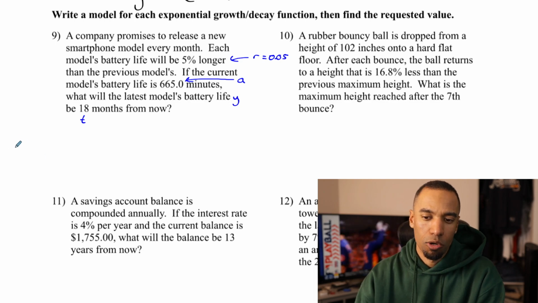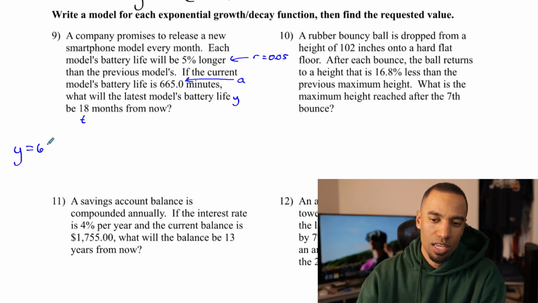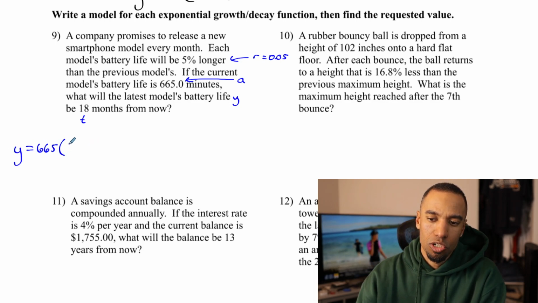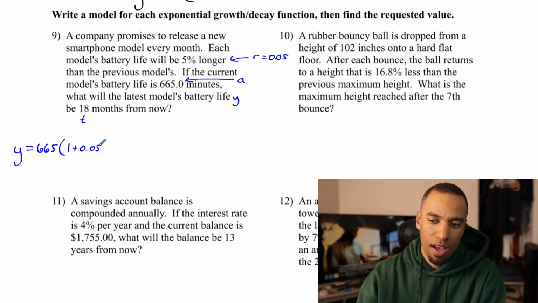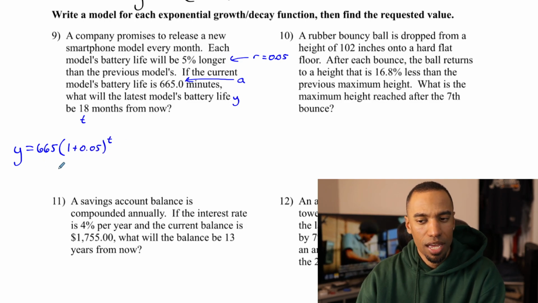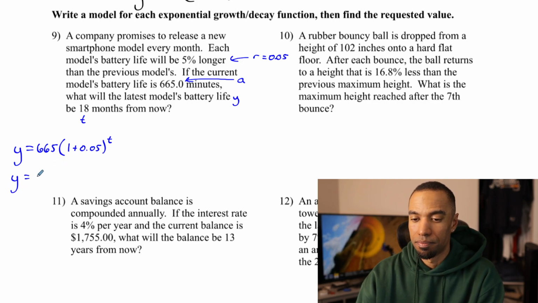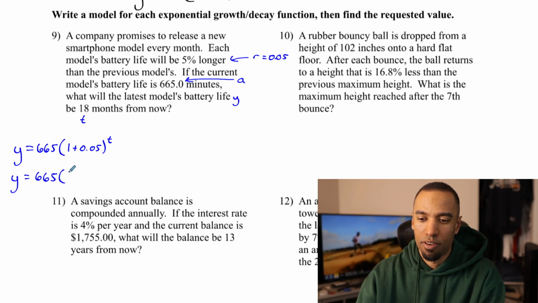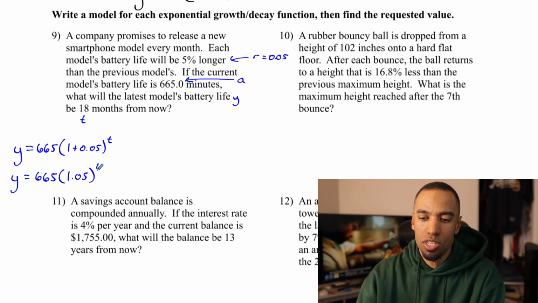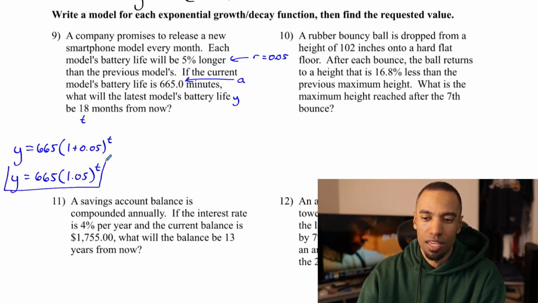But I'm going to start with the model portion. Y equals, I'll take 665, and I'm going to do 1 plus 0.05 raised to the t power. Again, the model still has that t because this is for any number of months t. And 1 plus 0.05 is 1.05. So this is the model portion of this, if I were to write that out.